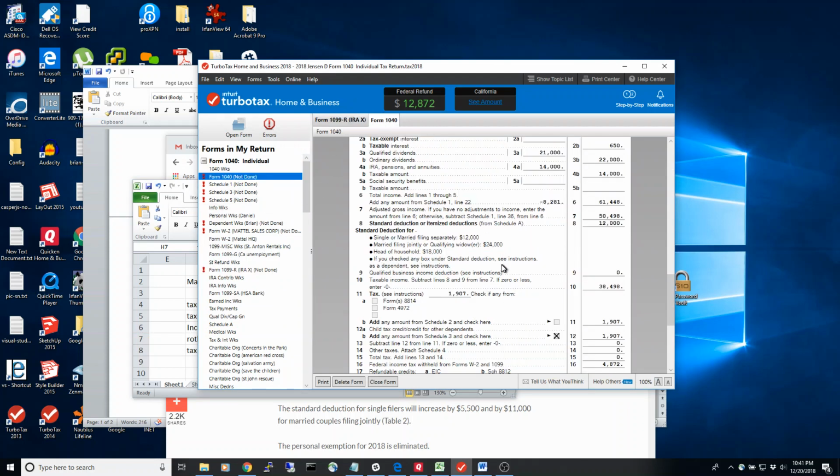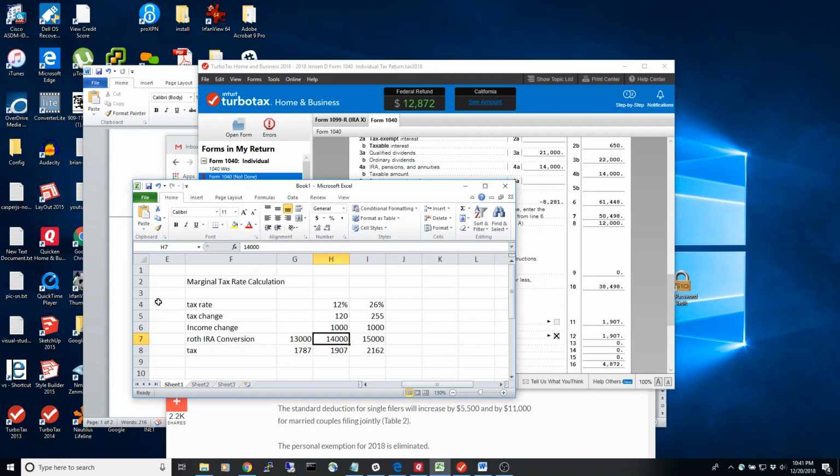So that is the general strategy. You can't ever figure out what your marginal tax bracket is until you plug it all into TurboTax, and you can't use your federal refund to figure this out. You have to do it just as I've said. So I wish you a lot of luck with your conversion strategy.